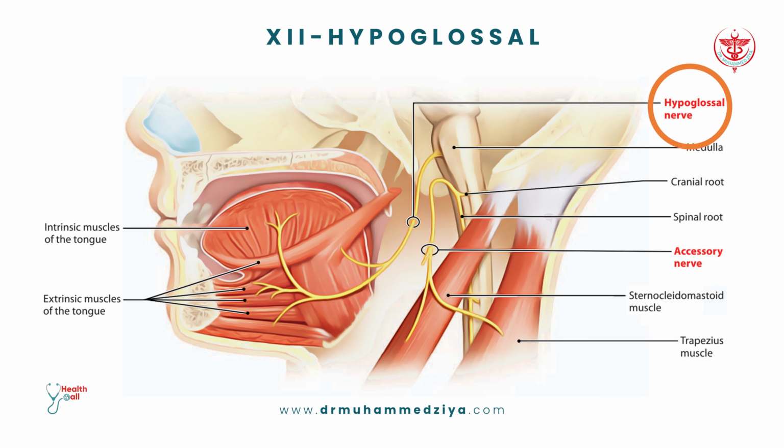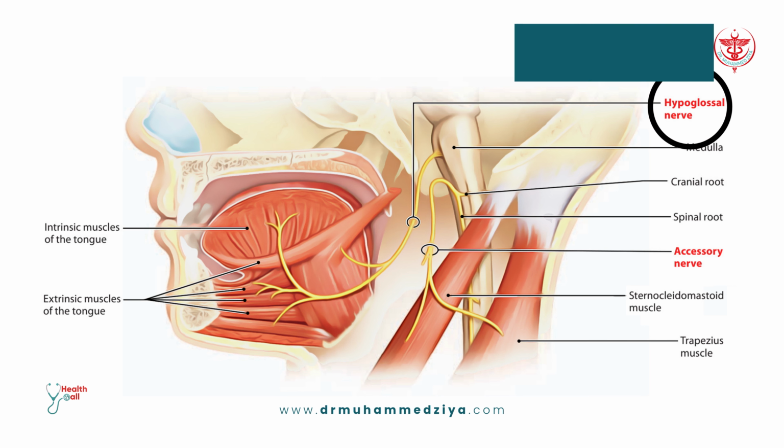It innervates all the muscles of the tongue except the palatoglossus muscle, which is innervated by the vagus nerve.